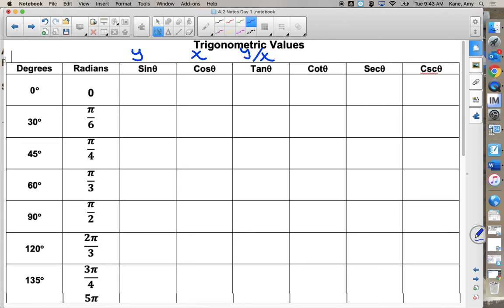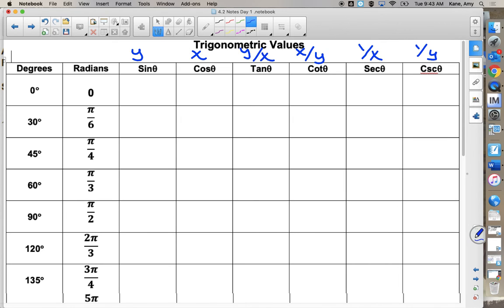The ones next to it, if I flip that, the cotangent is x over y. Remember, tangent and cotangent go together. The secant goes with the cosine, so it's 1 over x. The cosecant goes with the sine, so that's 1 over y. Those are the 6 trig functions and their definitions. So the definition is just pretty much what it's equal to.